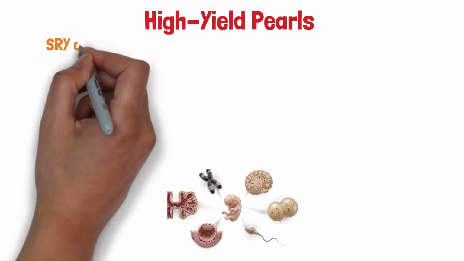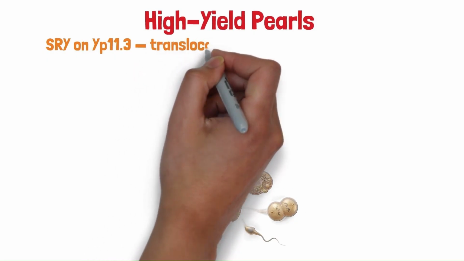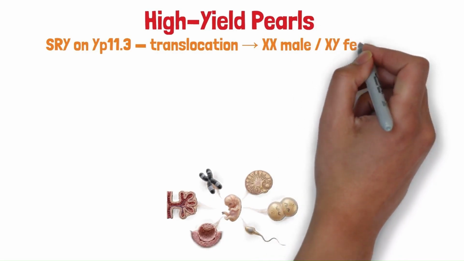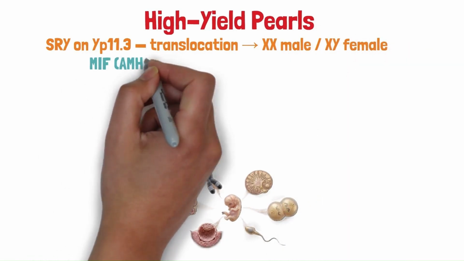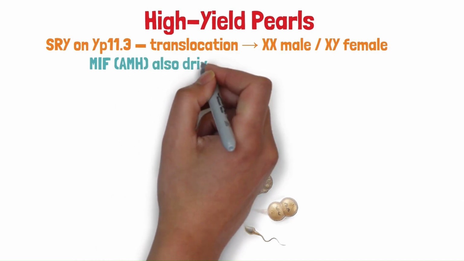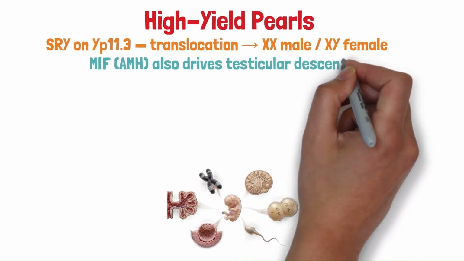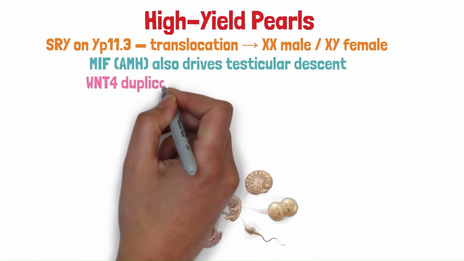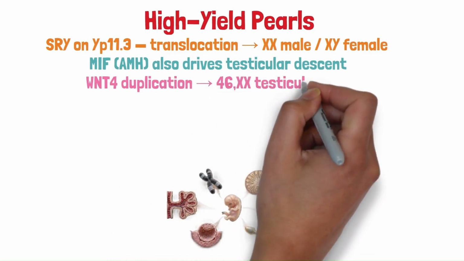Before we finish, let's fire through the highest-yield items from across the whole topic. These are the ones exams love to test in isolation. SRY sits on Yp11.3. A translocation of this gene can produce an XX male, or if it's lost, an XY female. MIF, also called AMH, does not just regress the Müllerian ducts, it is also important for testicular descent. A WNT4 duplication can actually cause a 46,XX testicular disorder of sex development.